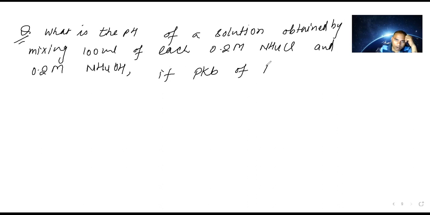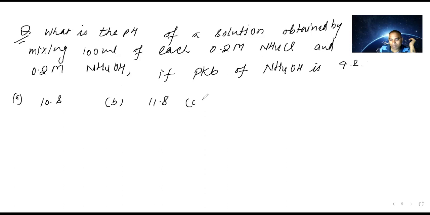If pKb of NH4OH is 4.2, they are asking pH. The options are A) 10.8, B) 11.8, C) 10.2, D) 9.8. So you solve it: pKb is 4.2.